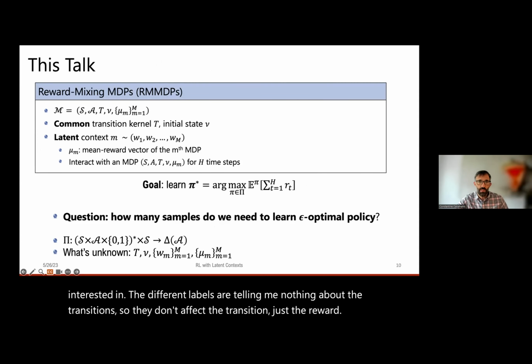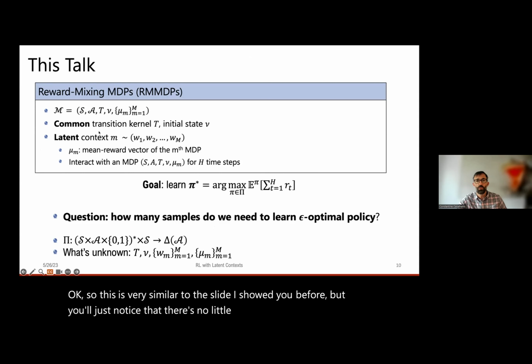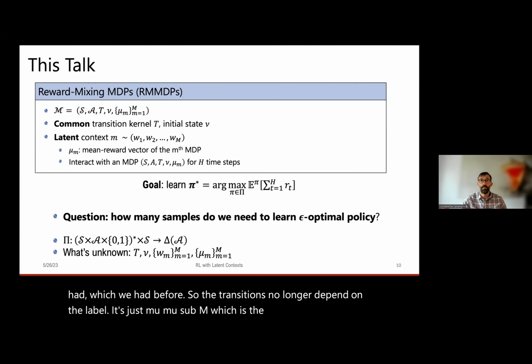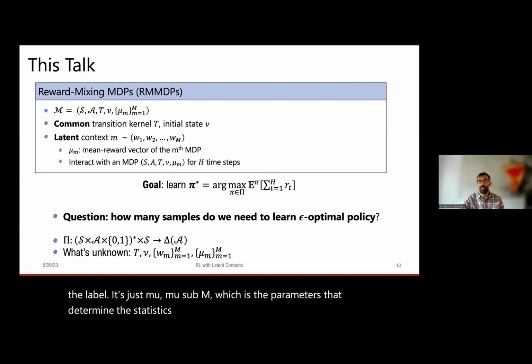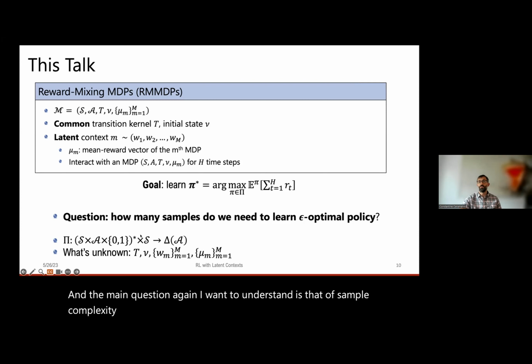Okay, so this is very similar to the slide I showed you before, but you'll notice that there's no little m subscript on T, which we had before. So the transitions no longer depend on the label. It's just mu sub m, which are the parameters that determine the statistics of the reward that I get. Those are allowed to depend on the label. And the main question, again, that I want to understand is that of sample complexity. How many samples do we need to learn a good policy?